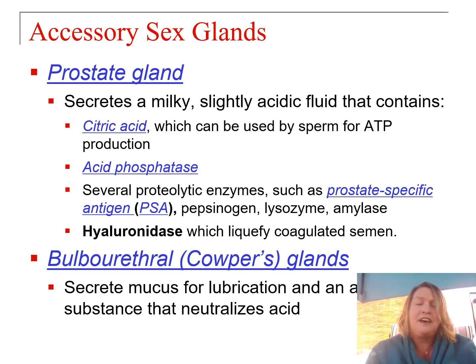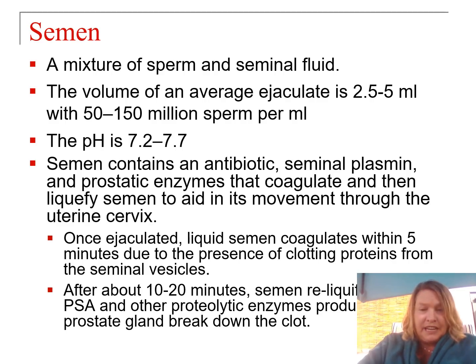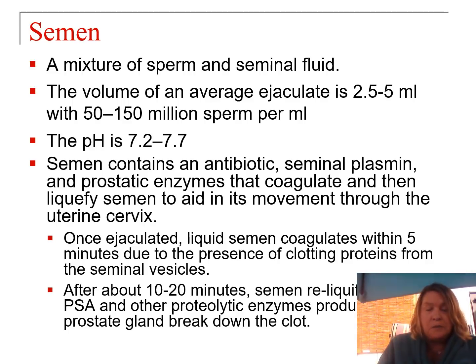All right, finally we have the bulbourethral glands. They used to be called the Cowper's glands, and they secrete mucus just for lubrication, and they also help neutralize acid as well. Okay, now that you know what each of the glands ends up producing and putting into the semen, let's talk about semen itself.